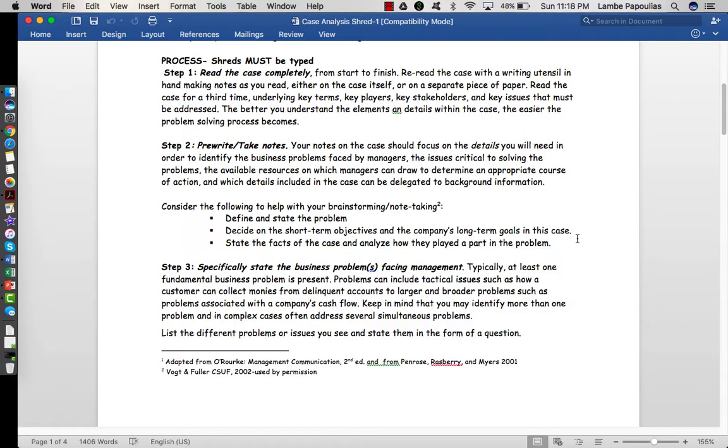So define and state the problem. After reading the case, define the problem and state the problem. What is the problem? Decide on the short term objectives and the company's long term goals in this case. State the facts of the case and analyze how they played a part in the problem.